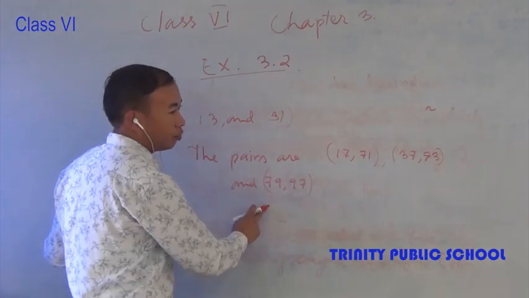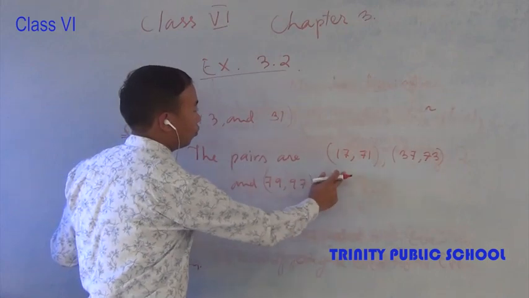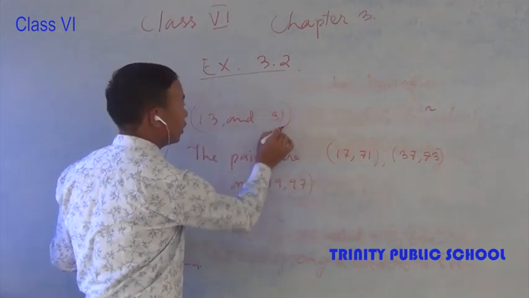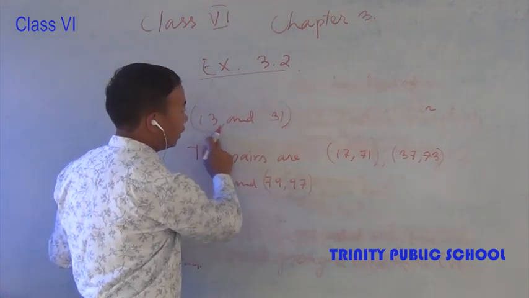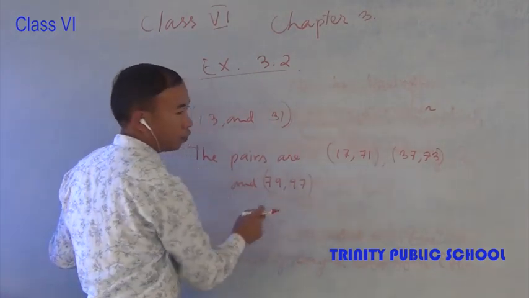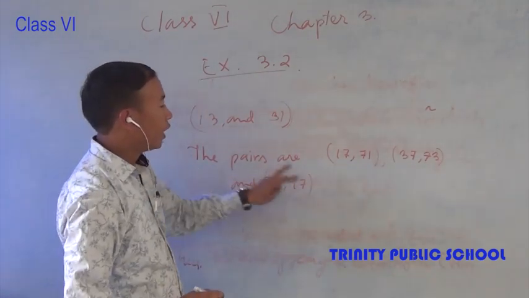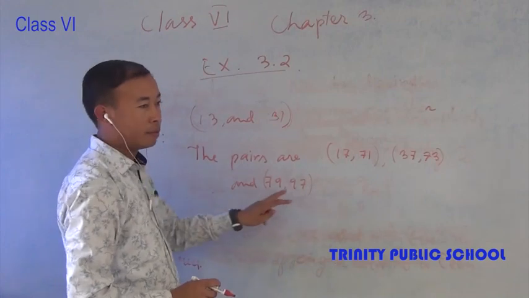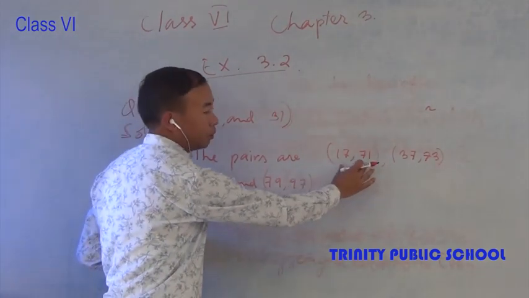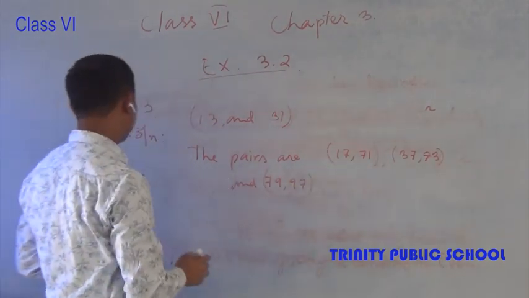Up to 100, we will find 4 such pairs. One pair is given in the question. Up to 100, we will find 4 pairs of such prime numbers, in which only the digits are interchanged.